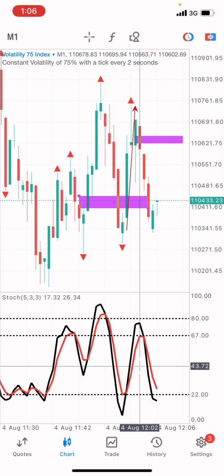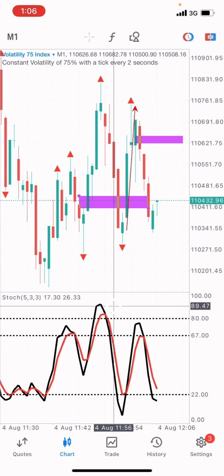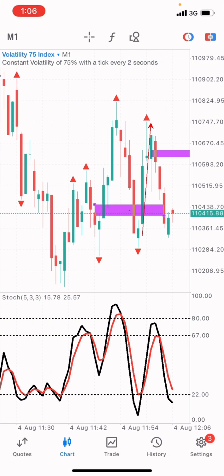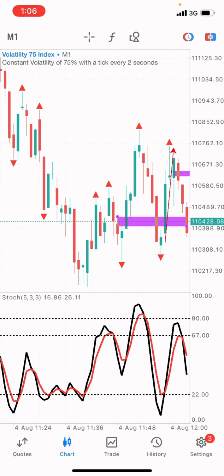Okay, now this is how you trade this volatility 75 index market successfully using this strategy that I've shared with you guys. Okay, using the fractals and the stochastic oscillator, these two indicators, how you can use them to trade.